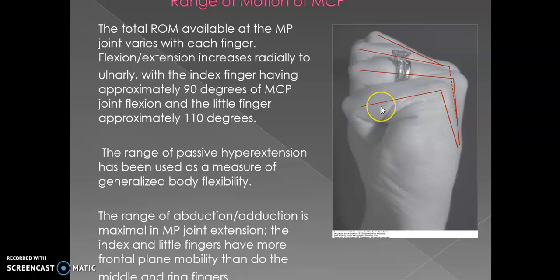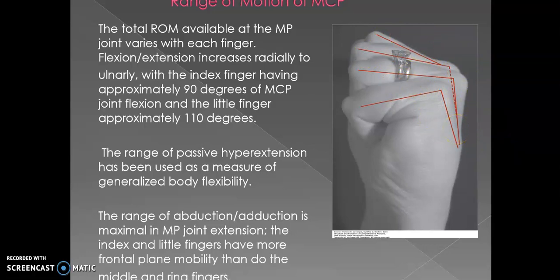Even as you go radially from ulnarly, that is from the little finger to the ring finger, middle finger, index finger, forming a fist, you can see that the MCP range of motion decreases when you go towards radially and increases when you come ulnarly. So this line clearly shows it. The middle finger is almost in a straight line, and then see how the range of motion differs. So this figure is very important to understand that.